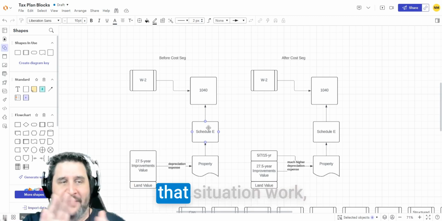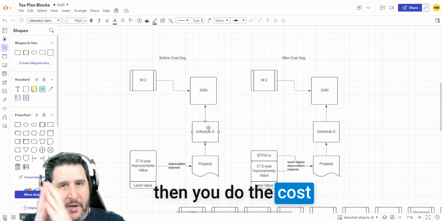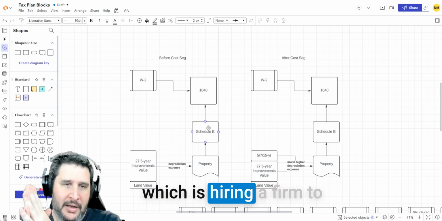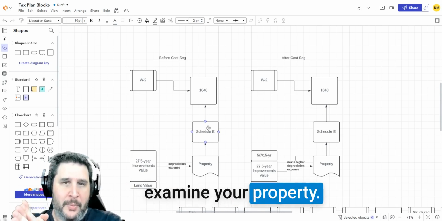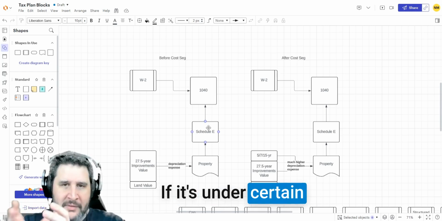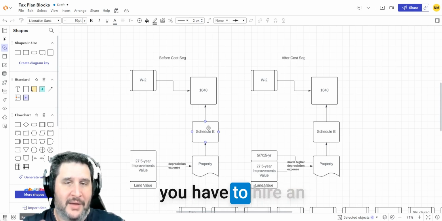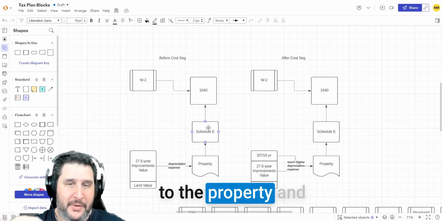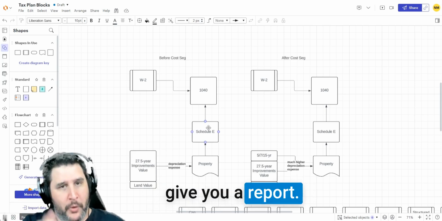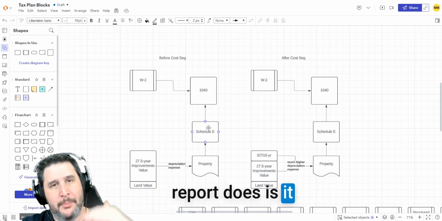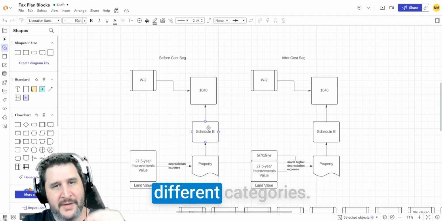If you're able to make that situation work, then you do the cost segregation study, which is hiring a firm to examine your property. If it's under certain limits, then there are online tools you can use, but otherwise you have to hire an actual engineering team to come out to the property and examine it, and they'll give you a report. And what that report does is it breaks down your property into all its different categories.